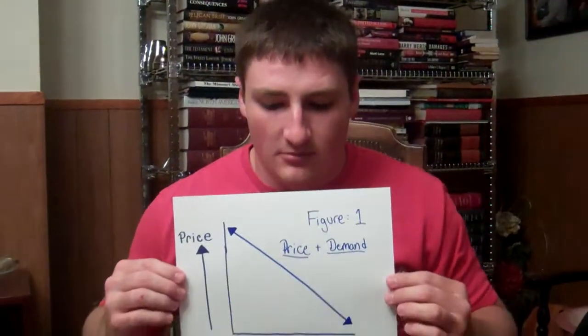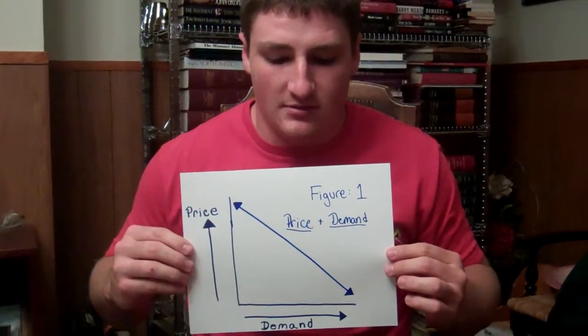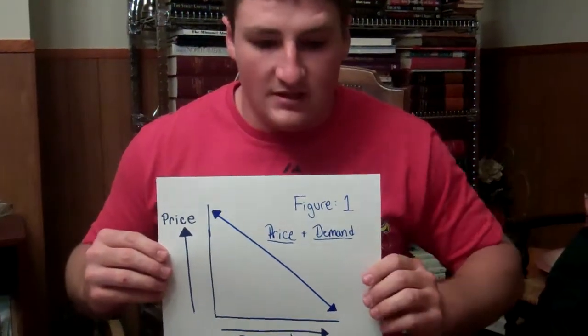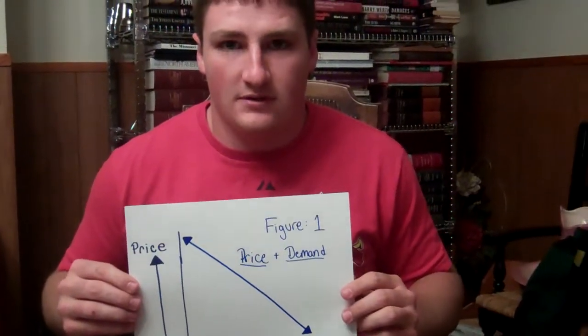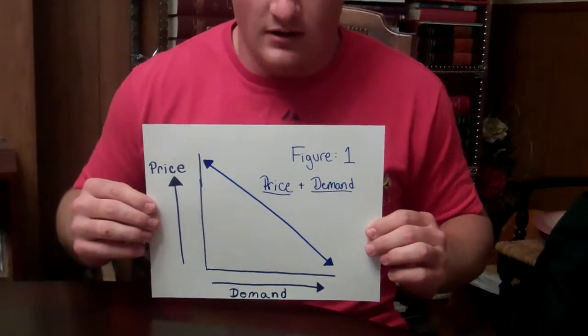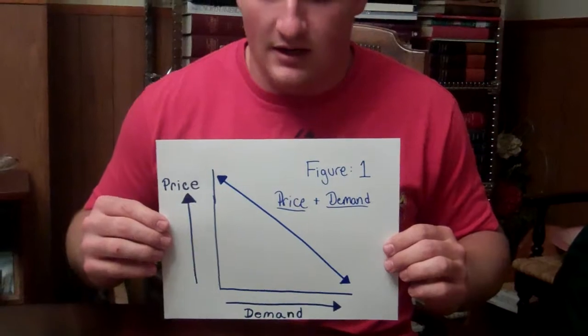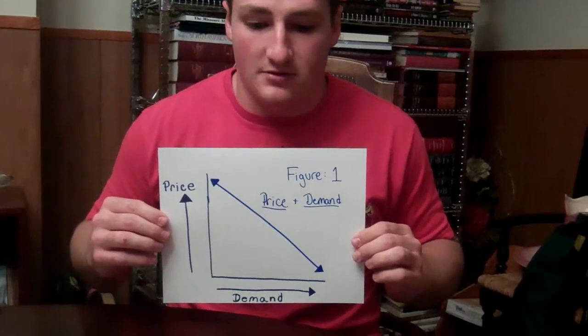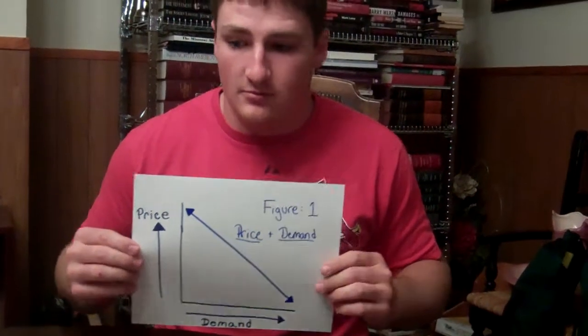This figure depicts the most basic relationship between the price of a good and its demand from the standpoint of the customer. This is actually one of the most important differences between the supply curve and the demand curve. Whereas the supply curve graphs are drawn from the perspective of the producer, demand is portrayed from the perspective of the consumer.